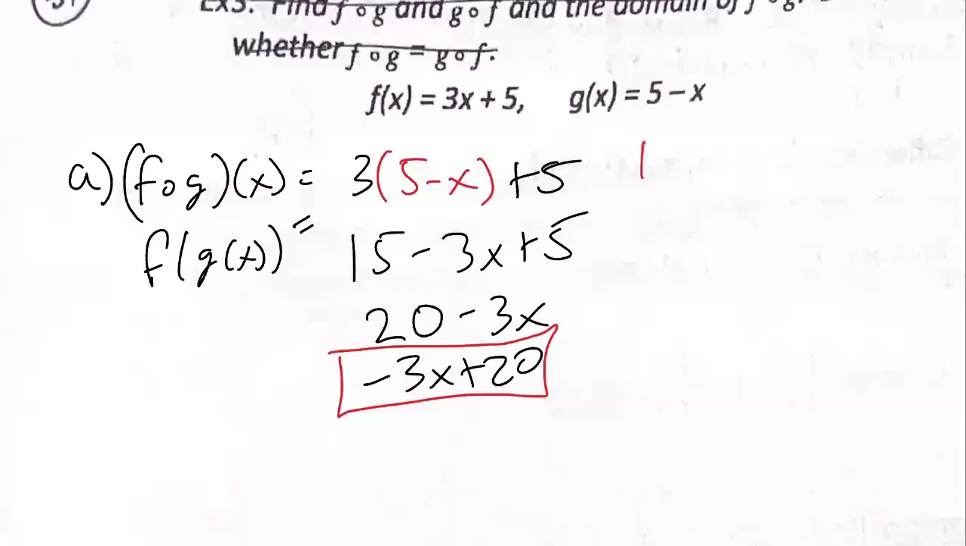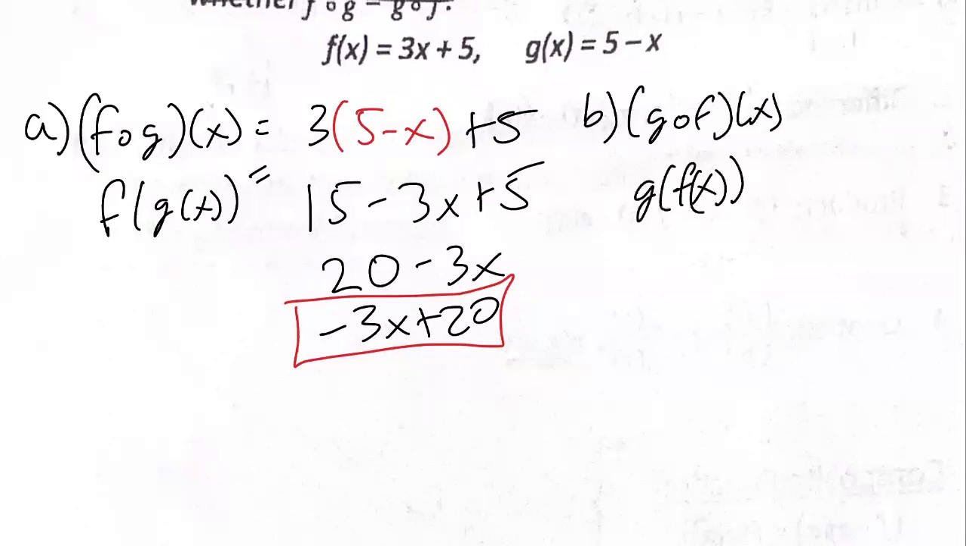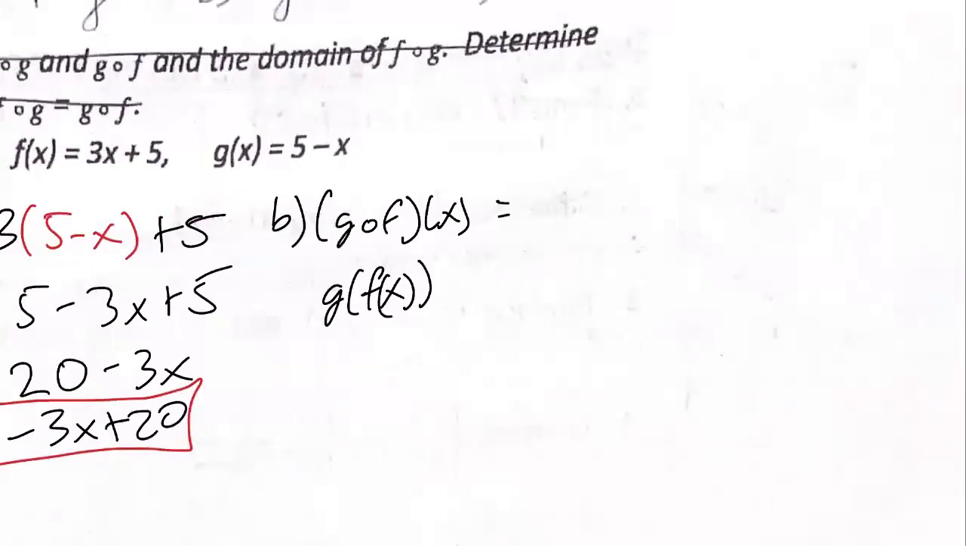So for part B, this one's going to be g of f of x. That means you're going to take your function g and you're going to plug in function f.